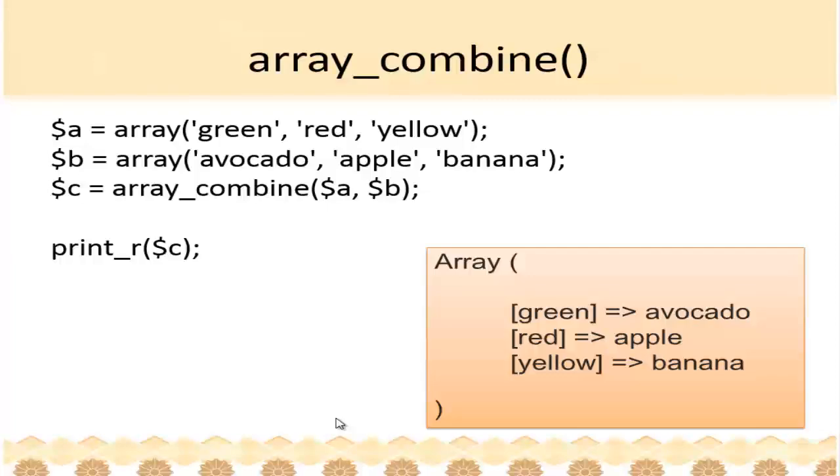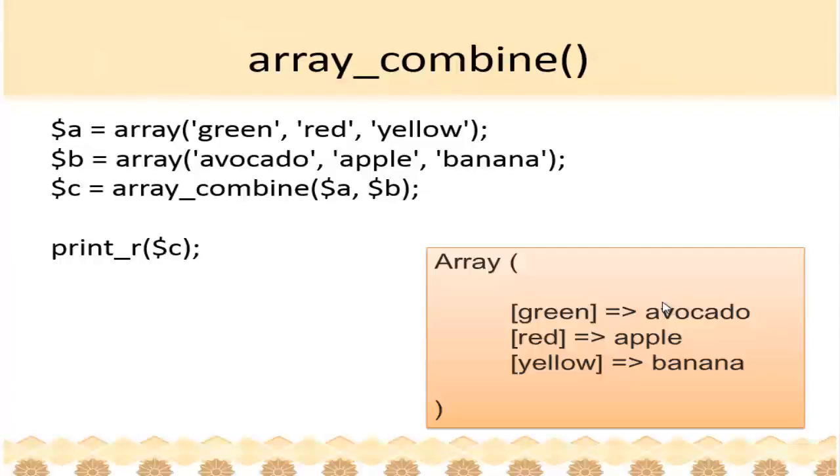I have two arrays here. One has green, red, and yellow, and the other has the names of the fruit. I say combine A with B. If you think that it's going to combine these two, the answer is very different. What it does is it takes the first array and takes its values as the keys, and the second array's values as the values. So it takes the key from the first array, the value from the second array, and creates a separate array for you.